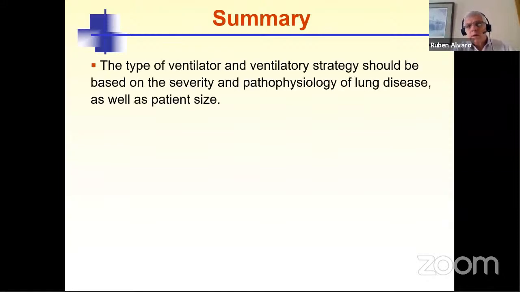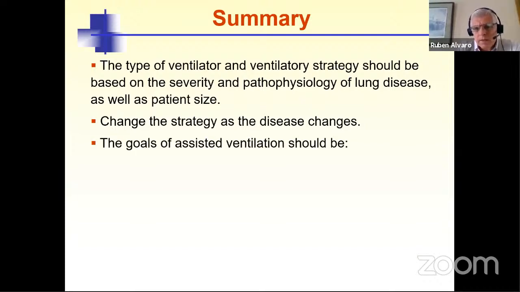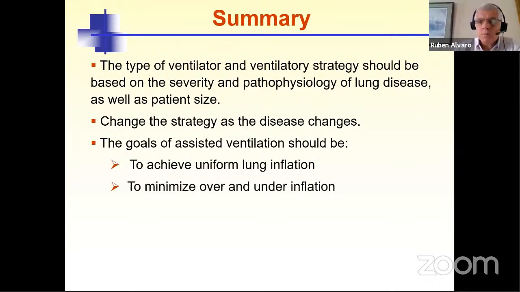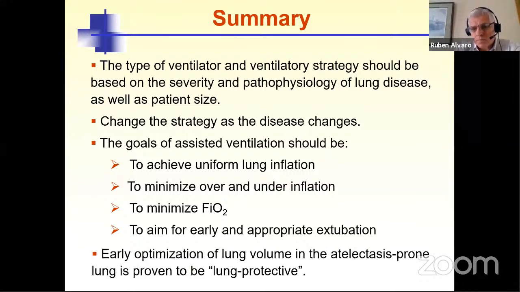So in summary, the type of ventilator and ventilatory strategy should be based on the severity and pathophysiology of lung disease, as well as patient size. Change the strategy as the disease changes. The goals of assisted ventilation should be to achieve uniform lung inflation, to minimize over and under inflation, to minimize FiO2, and to always aim for early and appropriate extubation.